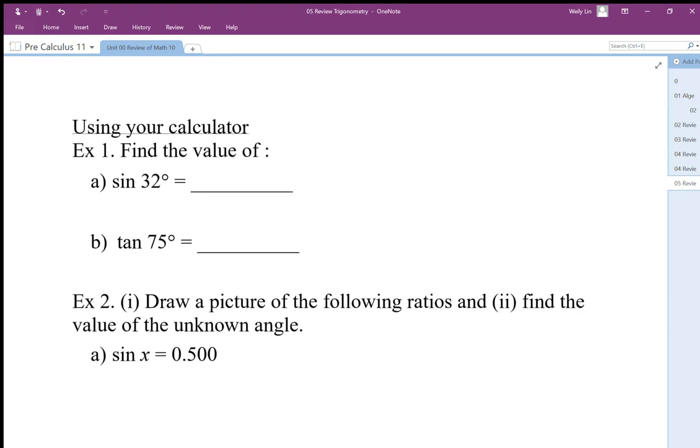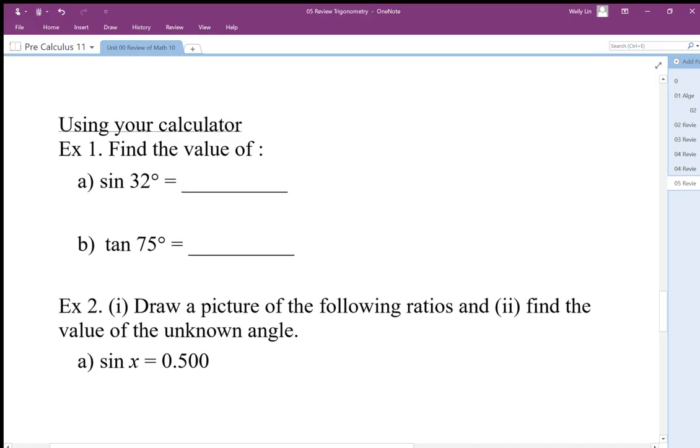So there's times when we use our calculator, and we need to recognize when we do. If I have sine 32, I want to know the ratio that gives me 32 degrees, the opposite over hypotenuse ratio. Well, that's not something I know or can work out. I actually have to use my calculator.